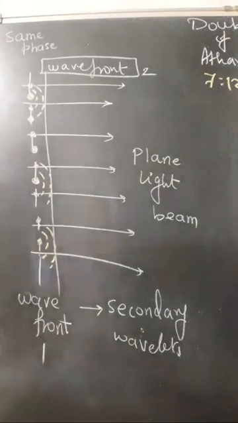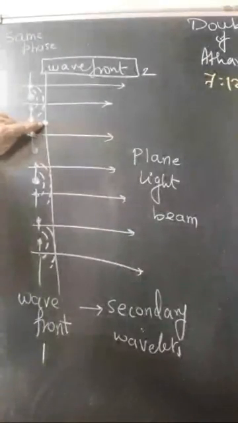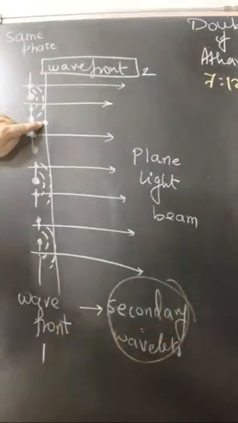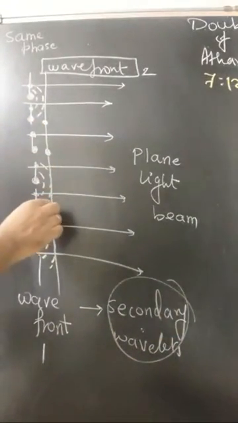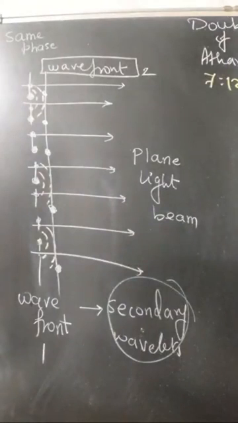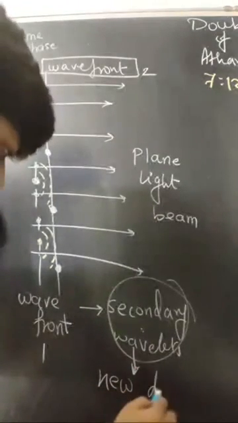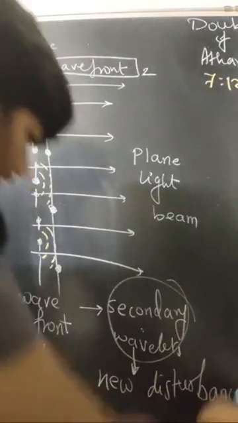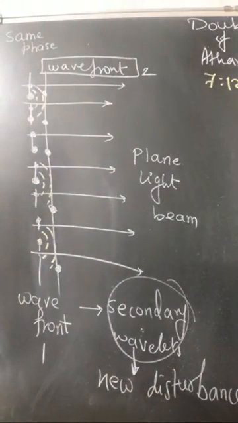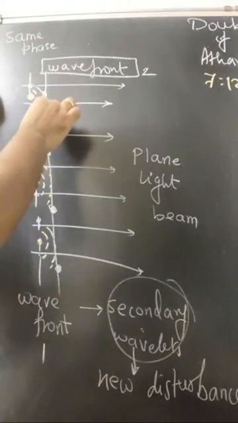You consider any point. Let us say I'm going to consider this point. Then this will be called a secondary wavelet. Even this is a secondary wavelet. All these are secondary wavelets. Now what will these secondary wavelets do? They will behave like a new disturbance. New disturbance means new light source. So what will it do? It will produce a spherical wavefront.